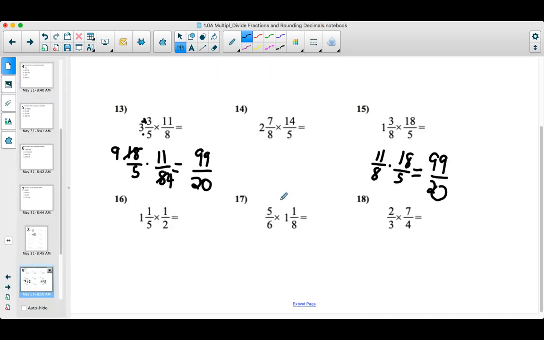Okay, try this one. 5/6 times 1 1/8. 5/6 times. This will get you 9 over 8. 5 times 9 is 45. 6 times 8 is 48. If I divide both by 3, I can get 15 over 18 is my answer.